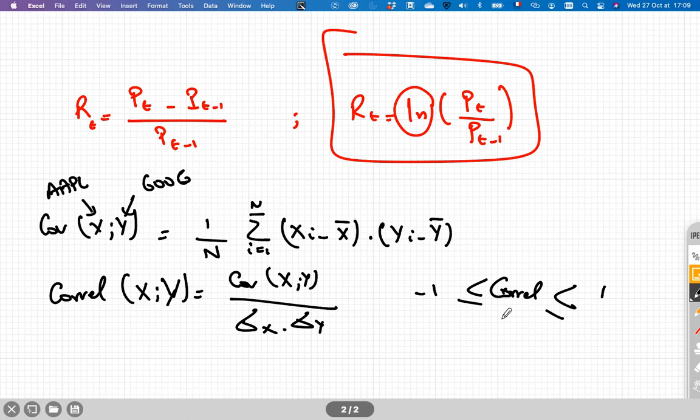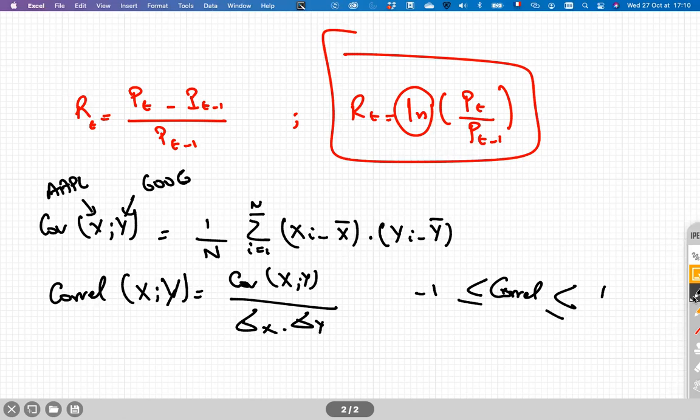Now say the correlation is equal to 0.8. That means if the first stock goes up by 10%, the other one will go up by 8%. So they keep the same direction, but not with the same steps.